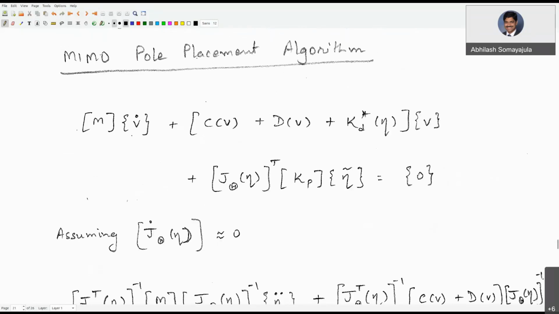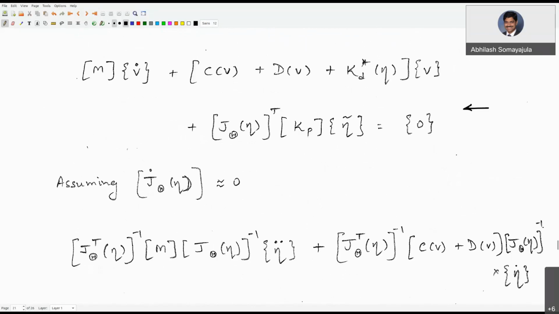Okay, so let's try to formalize this multiple input, multiple output pole placement algorithm. In this case, our closed loop system dynamics was given by this, which we had seen before. Now we'll assume here that J dot, which comes from our kinematics equation relating eta dot to J times v, is obtained by basically taking a second derivative of this. So let me try to show that.